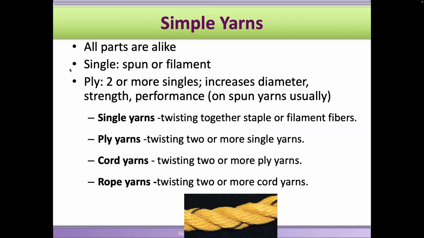And if we have just one single yarn, it's called a single yarn. But if you combine one yarn with another and you twist them together, you call it a two-ply yarn. Or if you take three of the same yarn, twist them together, we call it a three-ply yarn. So ply is basically just taking singles and twisting them together, creates a ply. Cord yarns are made out of ply yarns, but you basically take multiple ply yarns and then you twist them together to create a cord. And then rope is when you take multiple cord yarns and twist them together to create a rope.